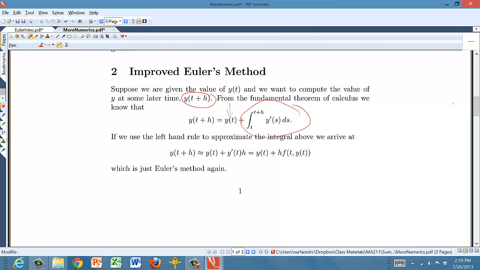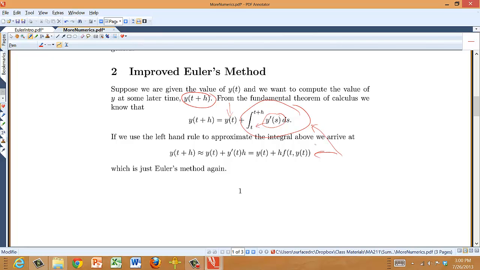Let's see, we could use the left-hand rule to approximate that integral, right? The left-hand rule says you evaluate the integrand at the left-hand side of the interval and you multiply by the width of the interval, and that's about the integral. So y at time t plus h is about y at t plus y prime times h, and y prime at time t, we have an expression for that. This is just Euler's method.